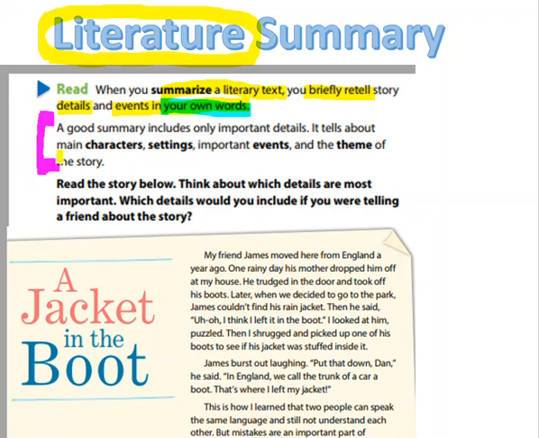You need to make sure that a good summary includes only important details, and it tells about the main characters, the setting, and important events, and the theme of the story. All right, so we know most of these. We know what characters are, the setting, and important events. The theme might be something that's kind of new. But that's pretty easy. Theme is just basically what is the story teaching you? Isn't it teaching you not to steal, not to cheat, those kinds of things, or to be a good person? Anything that's going to teach you a lesson, that's the theme.